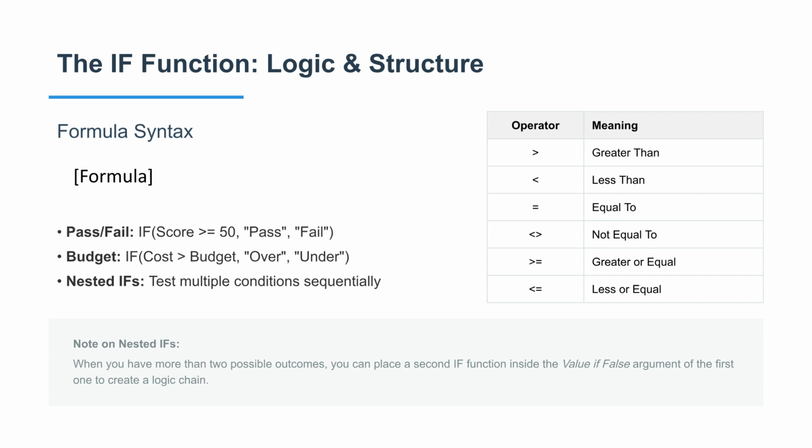The IF function is the foundation of automation. It performs a logical test and provides one result if true and another if false. Use comparison operators for your logical test. We can create complex logic chains by using nested IFs, placing one IF function inside another to test multiple conditions sequentially.